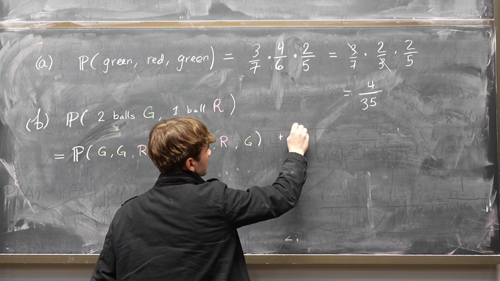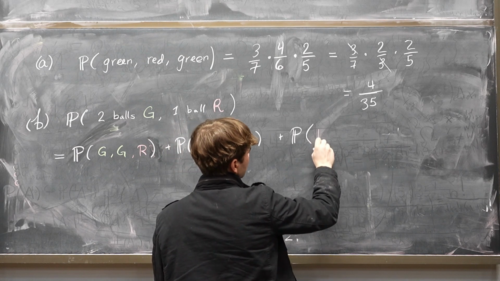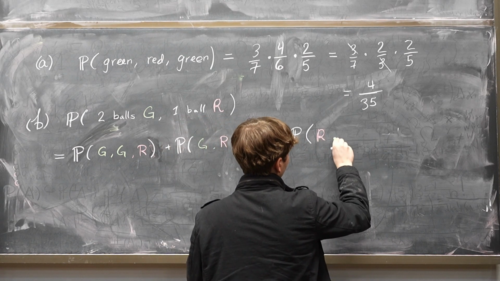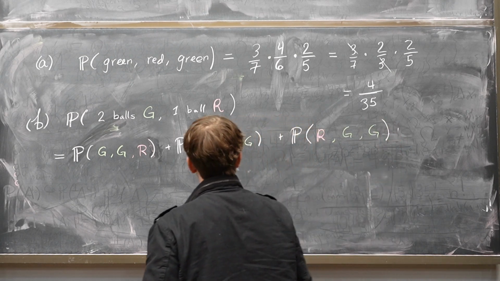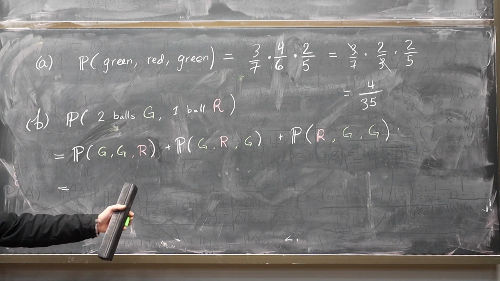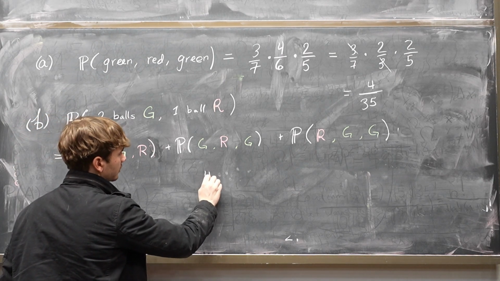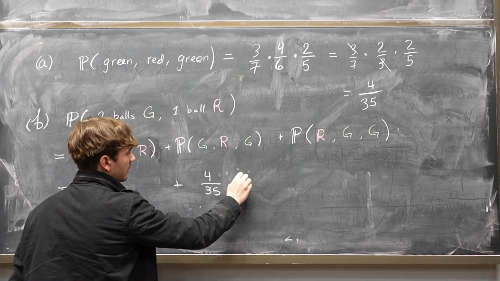Or I could have chosen red, and then green, and then green. Okay, so we calculated this probability already. This probability is 4/35. Now let's calculate the other 2.